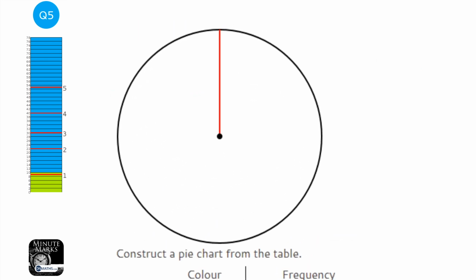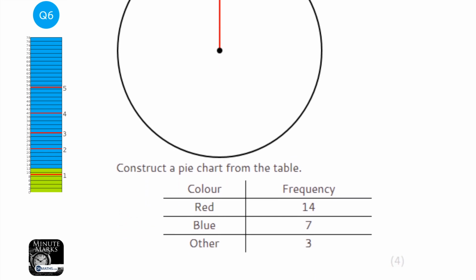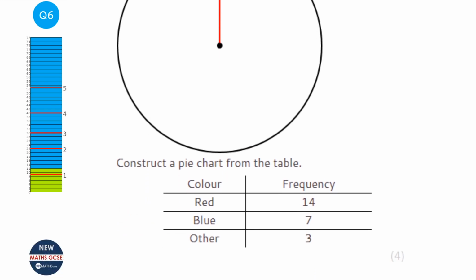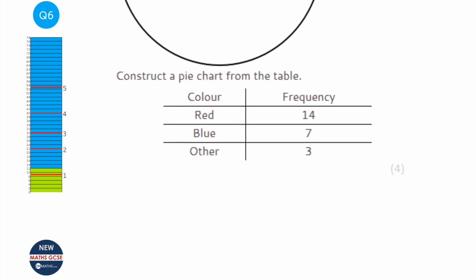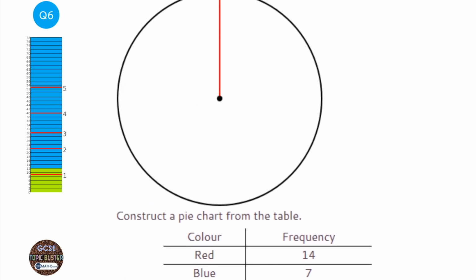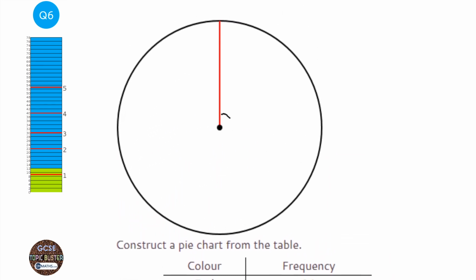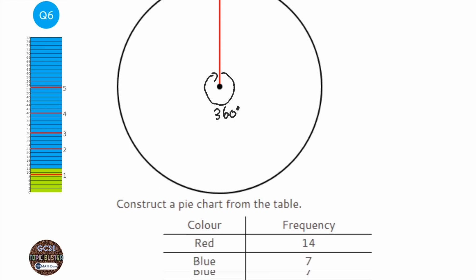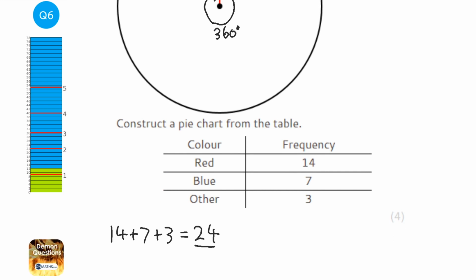Okay, so for this question we're asked to construct a pie chart from the table. We've got a number of frequencies. Now the first thing to do is work out how many frequencies we've got in total. So first calculation I'll make is adding up all the frequencies, and that calculator tells me is 24. Okay, now the problem we have is a circle has to add up to 360. And at the moment, all of our frequencies add up to 24.